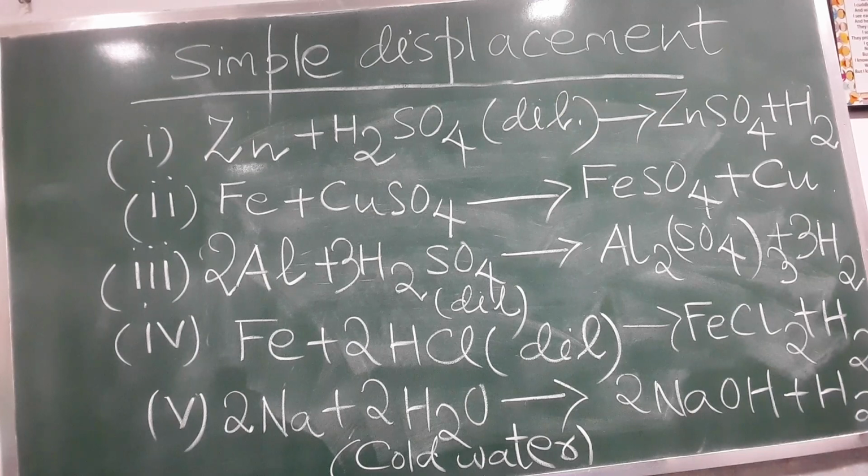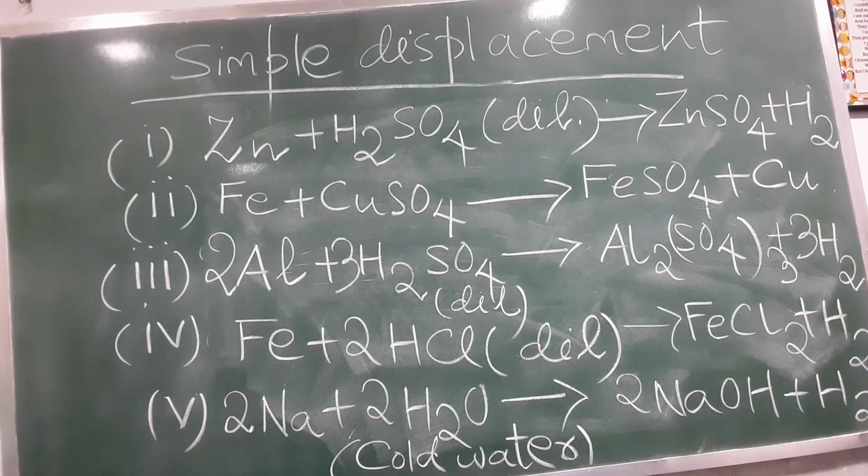Alright students, these are the examples of simple displacement reaction. Please write down these reactions in your exercise copy. Children, what happens in simple displacement reaction? A more reactive element displaces the less reactive element from its compound. For example, in the first reaction, zinc is more reactive than hydrogen. Okay, so zinc reacts with dilute sulfuric acid to form zinc sulfate and hydrogen.